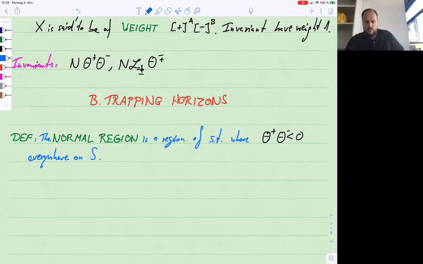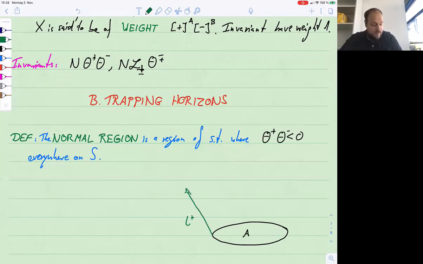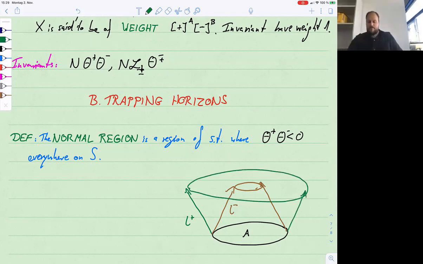Why is that defining a normal region? I call it normal because we can move freely, like in Minkowski space, that should be normal. How do we see that? We have some A, and we can define two null congruences, L plus and L minus. Along L minus in Minkowski, when we're ingoing, it shrinks. When we are outgoing, it should expand. So the area along one light cone is bigger, and along the other smaller. That is exactly what is written here. One expansion is positive and one expansion is negative. Therefore, the invariant is smaller than zero.